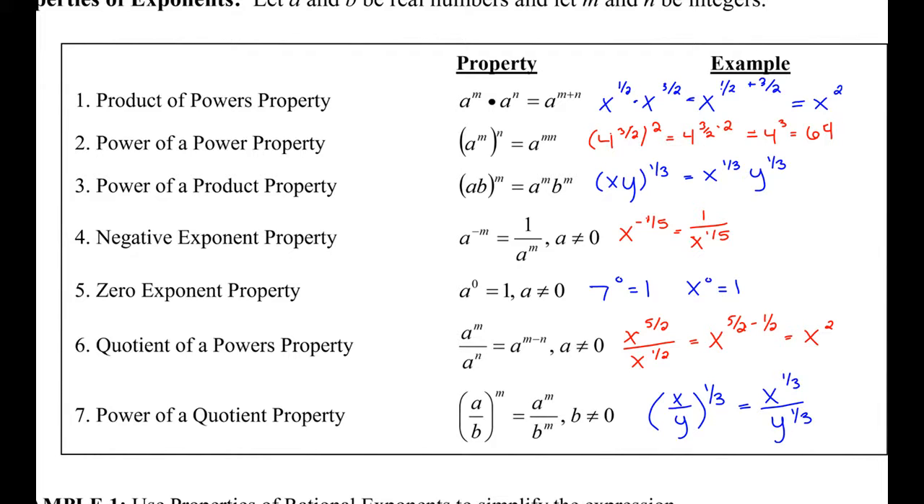And if we continue down, we'll notice that the same thing holds true for the rest of the properties. They're the same as our properties of exponents, only now we're including fractions. So go ahead and pause the video, that way you can copy down the rest of the examples, and then we'll look at example 1 below.